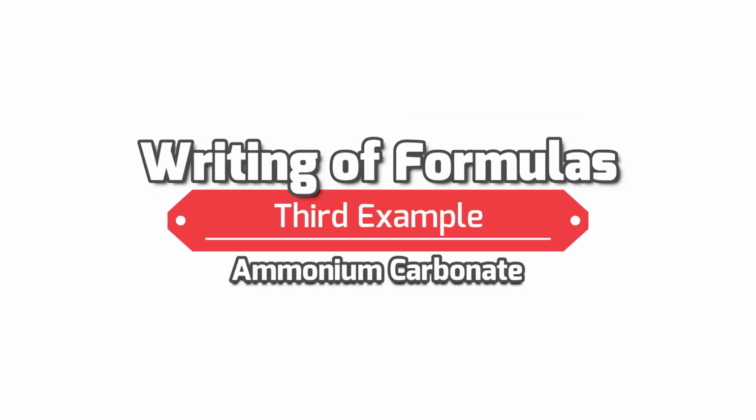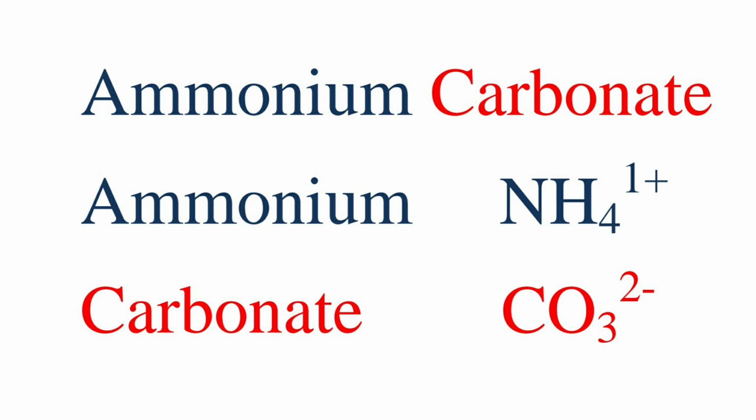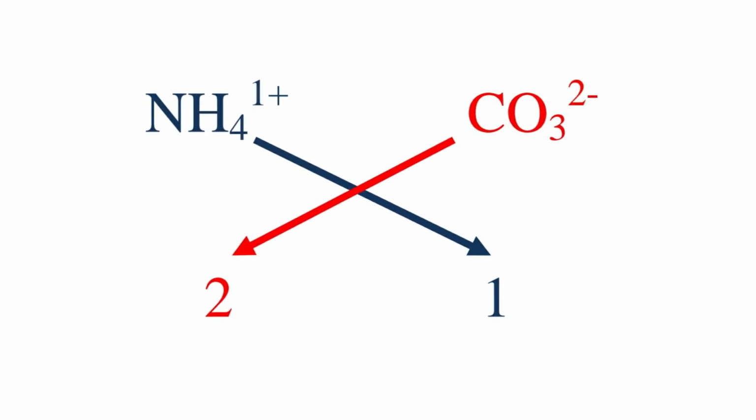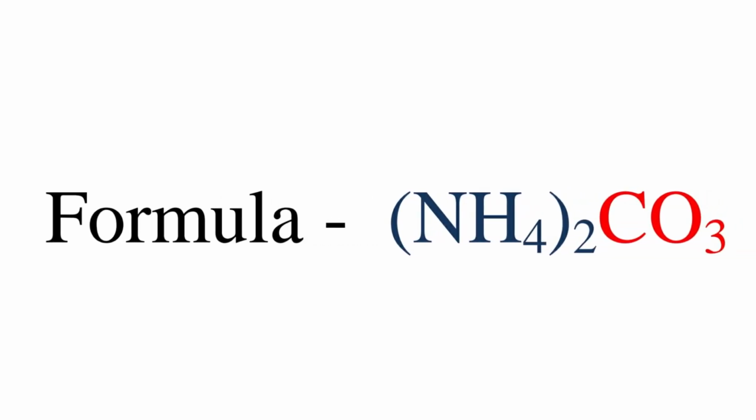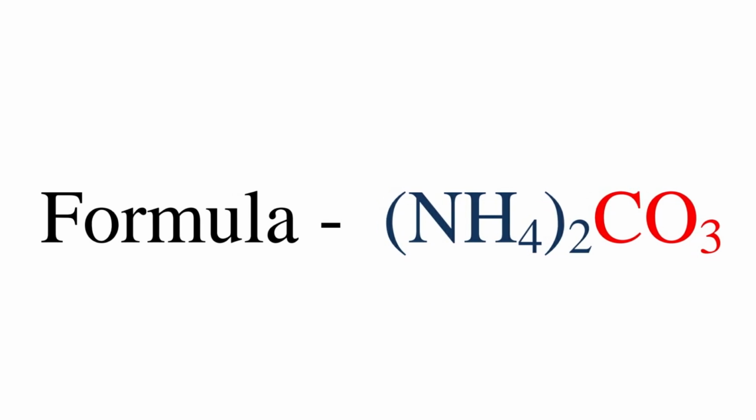Let's take our third example, ammonium carbonate. Ammonium carbonate contains ammonium and carbonate radical. Ammonium is plus 1 and carbonate is 2 minus. Here, if we do the cross multiplication of the valencies, we get the formula (NH4)2CO3. Here, we will use the bracket on NH4 to separate the 4 and 2. Otherwise, it will look like 42, which is wrong.